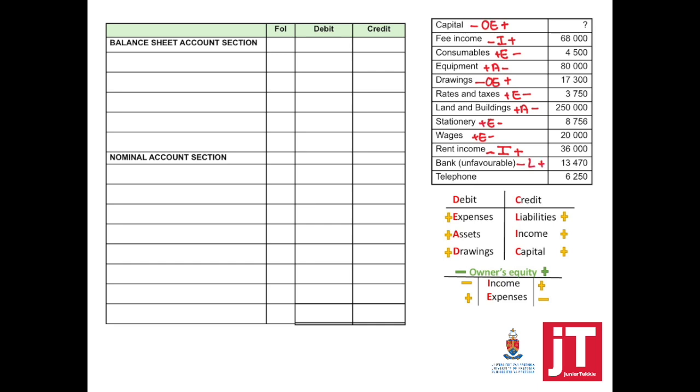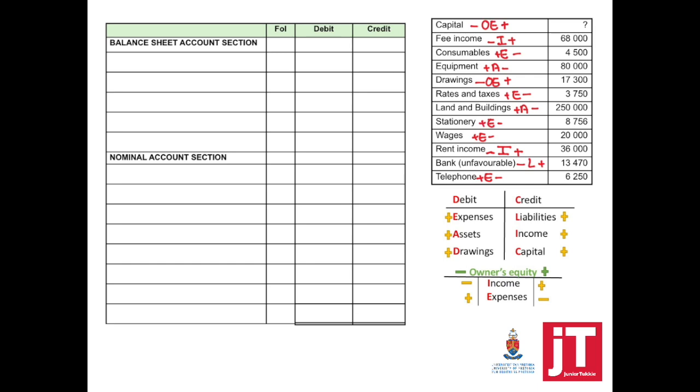Bank, it has an unfavorable bank balance, which means this is regarded as a current liability. Telephone is an expense. So this is the important step to understand, knowing where it increases and where it decreases. Remember when we did the first activity and we looked at the format of our trial balance, I said to you, owner's equity, capital, C for credit, drawings, D for debit.